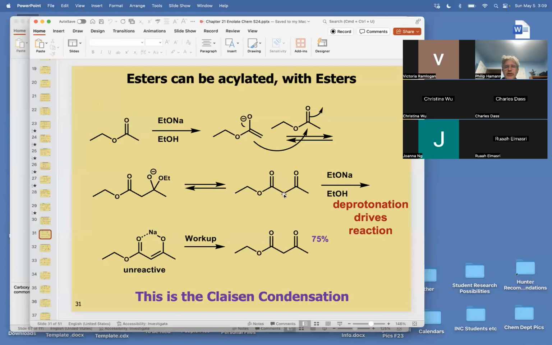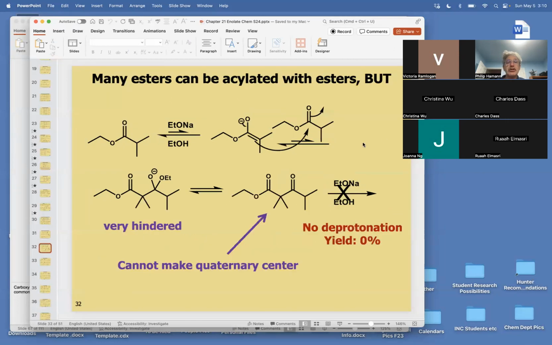Okay, so here I mentioned it deprotonates at the end, and that helps drive the reaction, because the reaction shown here can have problems. If you use the isopropyl here, all you need is 2 carbons on here, a branching point. Now you're going through a very hindered intermediate, and the product's a little bit hindered, and it's just a non-starter. You can't do this.